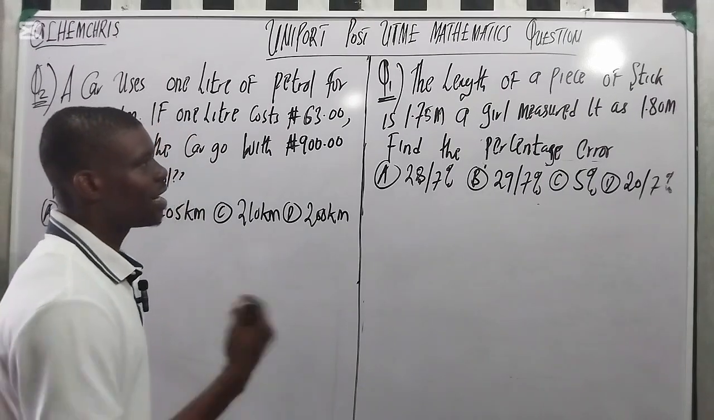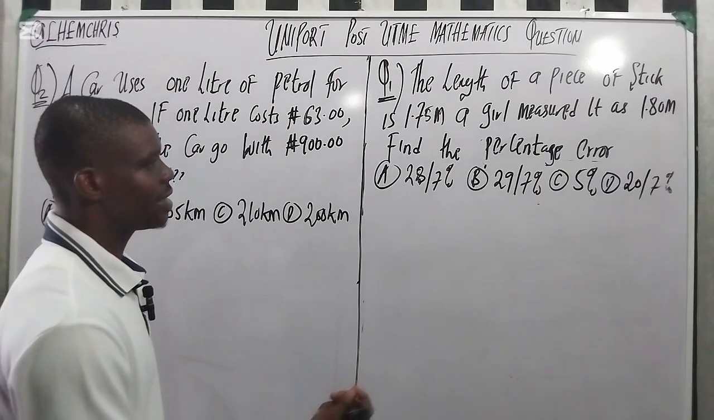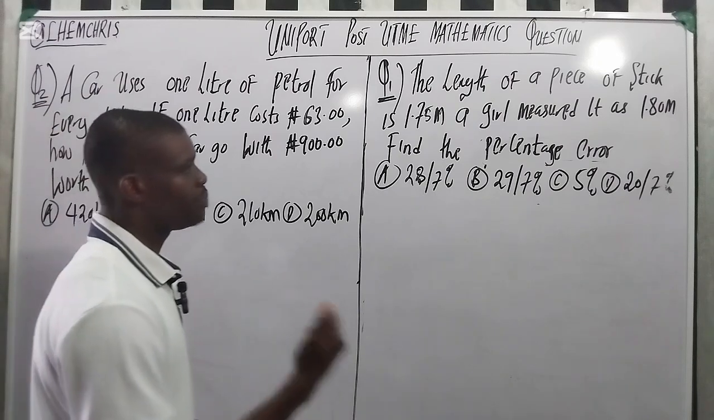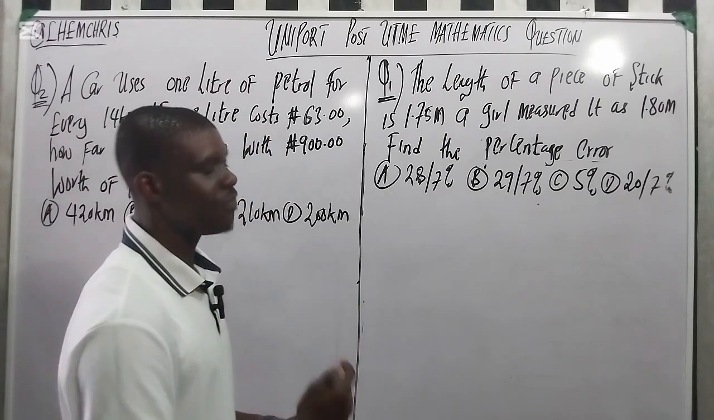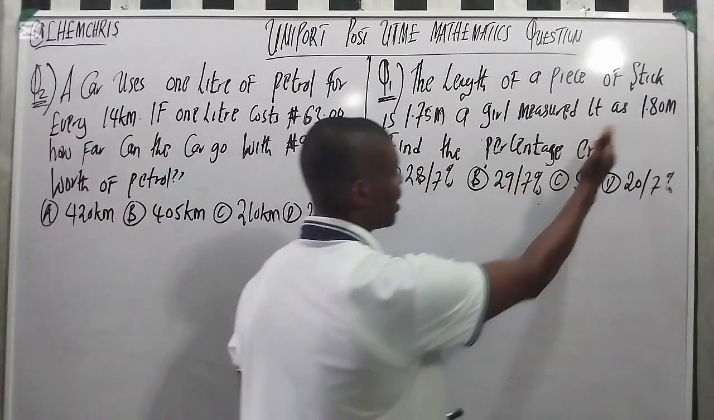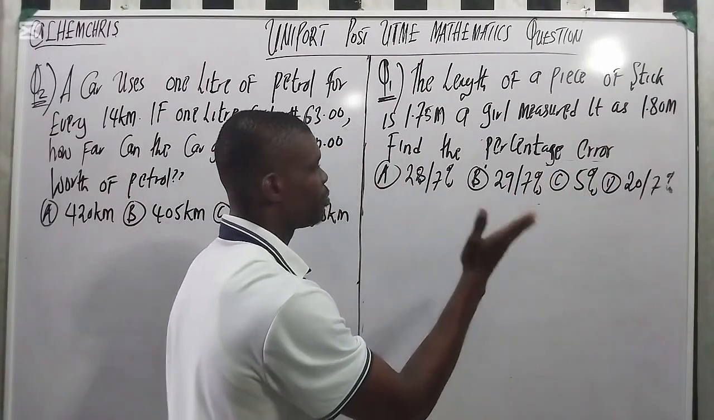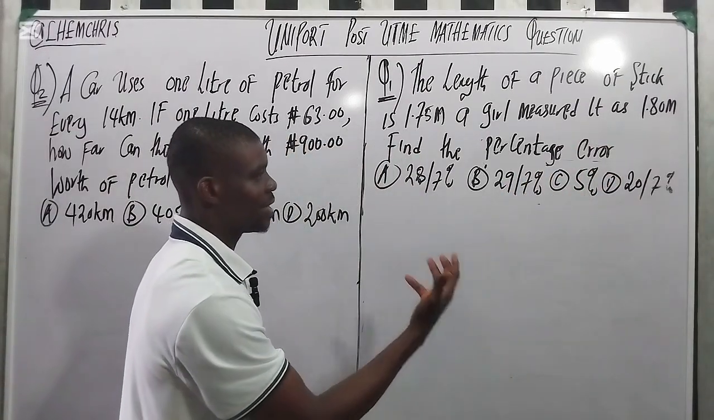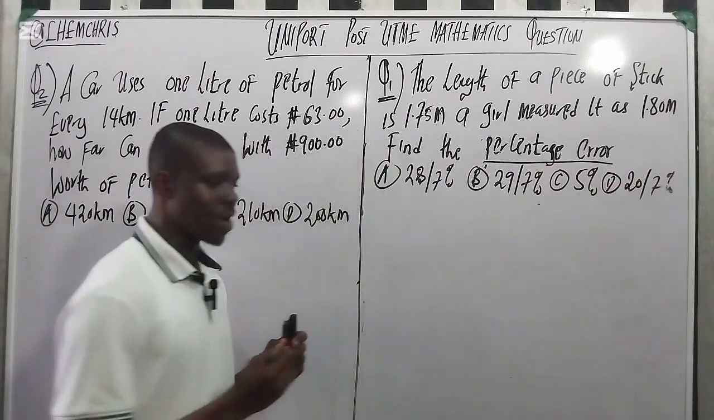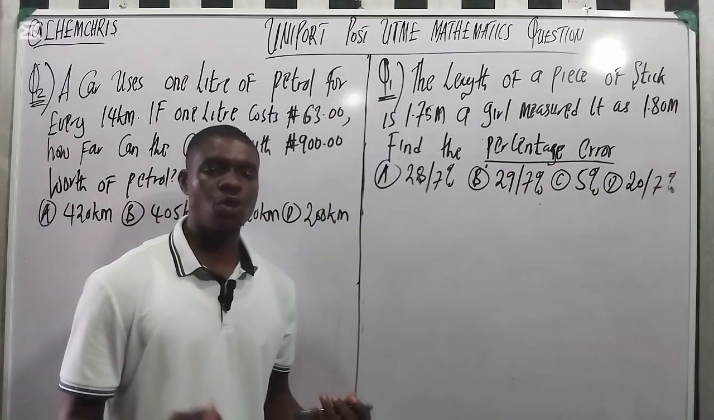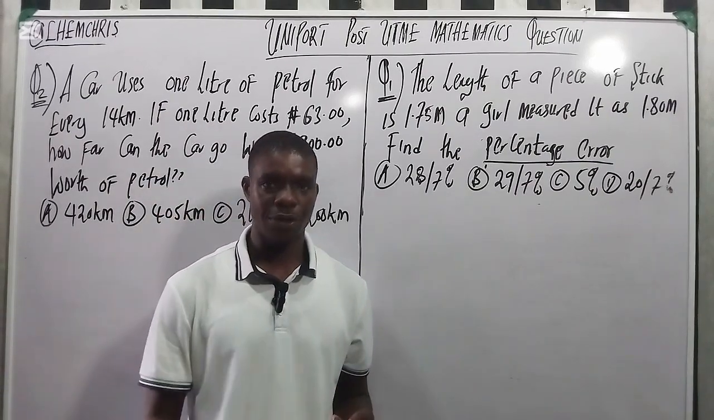The length of a piece of stick is 1.75 meters. It is measured as 1.80 meters. Find the percentage error. So the question is, what is percentage error?